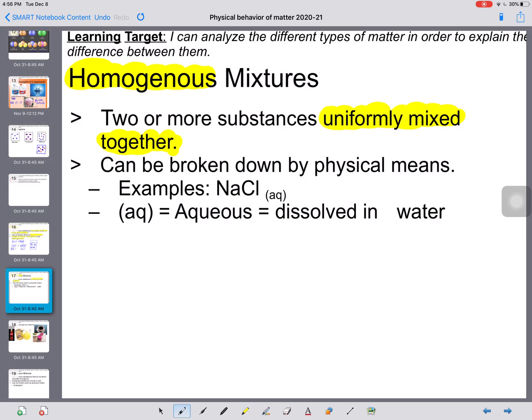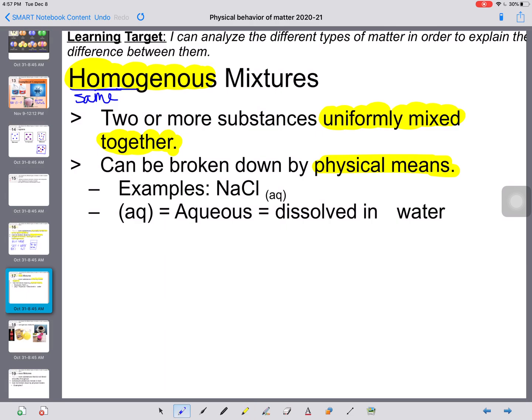Now, first of all, if we use context clues with our prefix, the prefix homo means the same, okay? So a homogeneous mixture is a mixture where it's two or more substances mixed together and they appear to be the same throughout, or blended together. Because it's a mixture, it can still be broken down by physical means, okay? And one common example is salt water, okay?